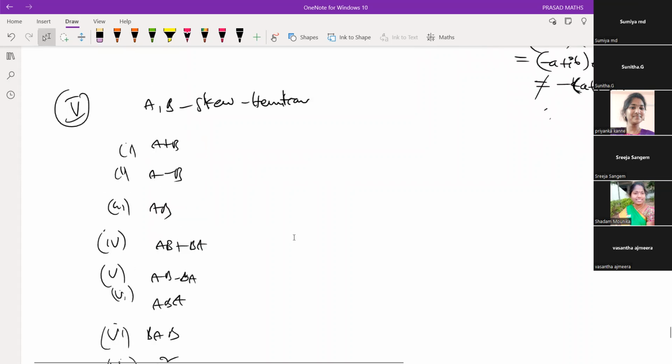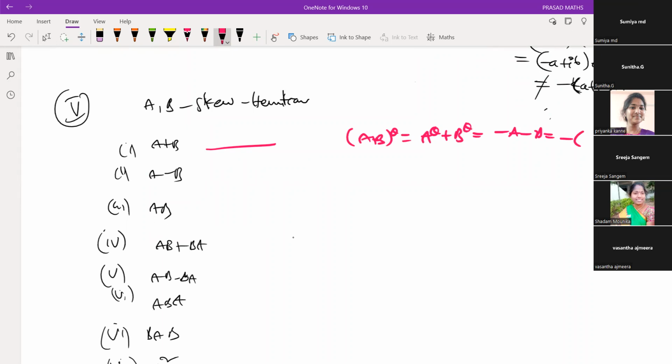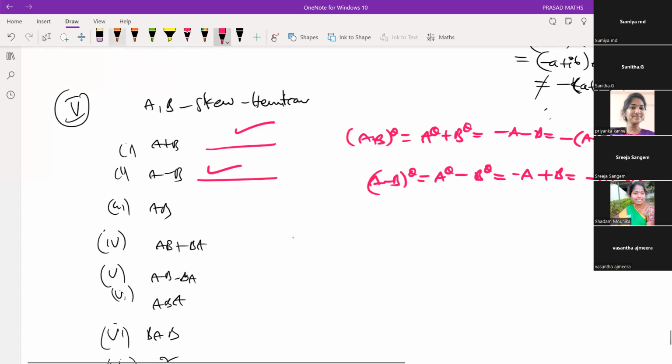Now tell me, what is A plus B? A plus B whole theta is equal to A theta plus B theta, but A and B are skew Hermitian. This is minus A minus B, which is nothing but minus of A plus B. So it is skew Hermitian. What is A minus B? Nothing but A theta minus B theta, which is minus A plus B. But this can be rewritten as minus of A minus B. Therefore, this is also skew Hermitian.